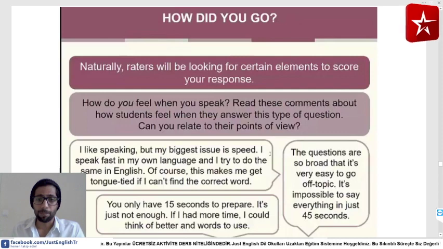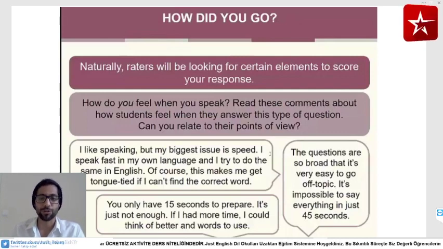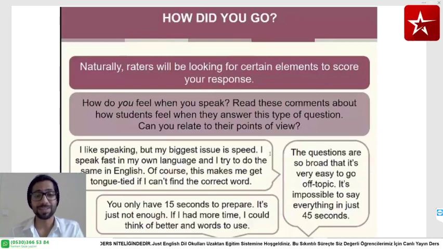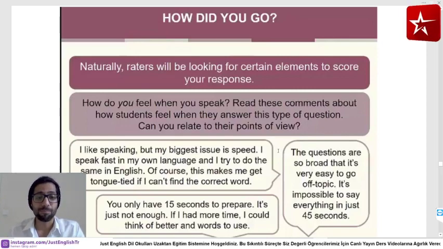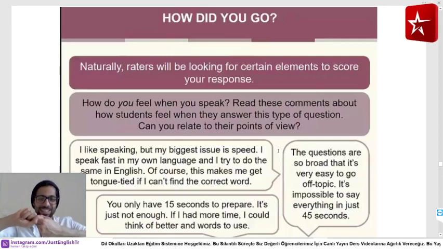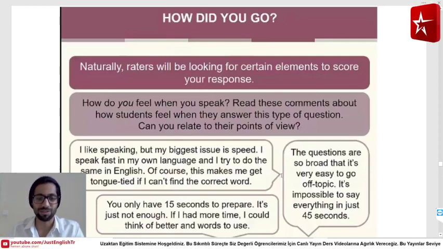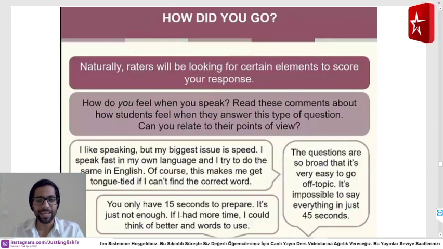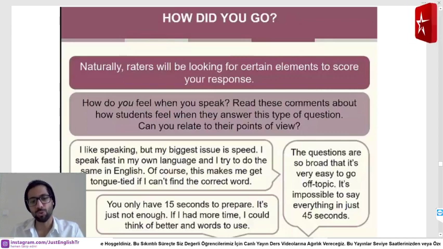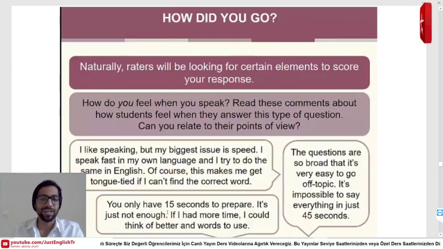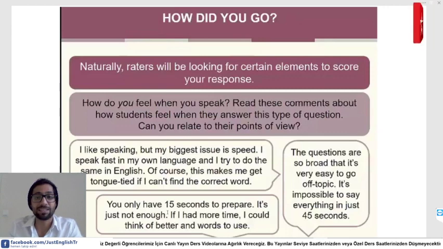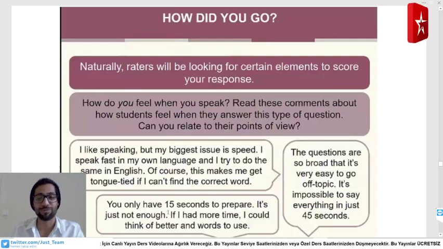I like speaking, but my biggest issue is the speed. So the problem here, he says, is that it's very fast. He says, I speak very fast in my own language. I am trying to do the same in English, but my tongue is tied. I can't find the correct word when I speak fast. He says here, the other problem, you will have only 15 seconds to prepare. This is for the first two questions. He says it's just not enough. I can think, if I had more time, I would have so many good answers for preparation.